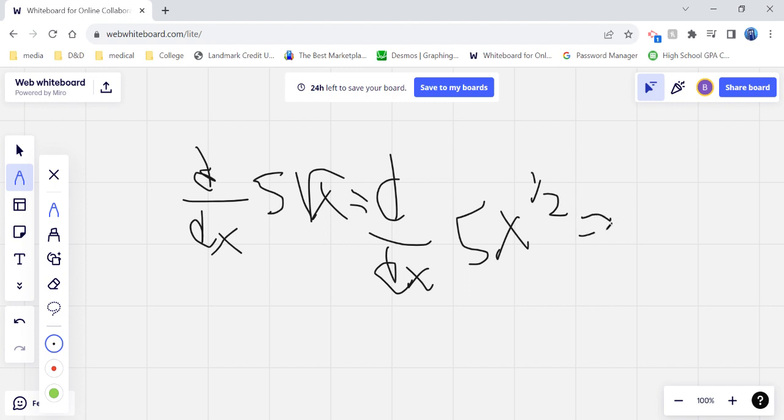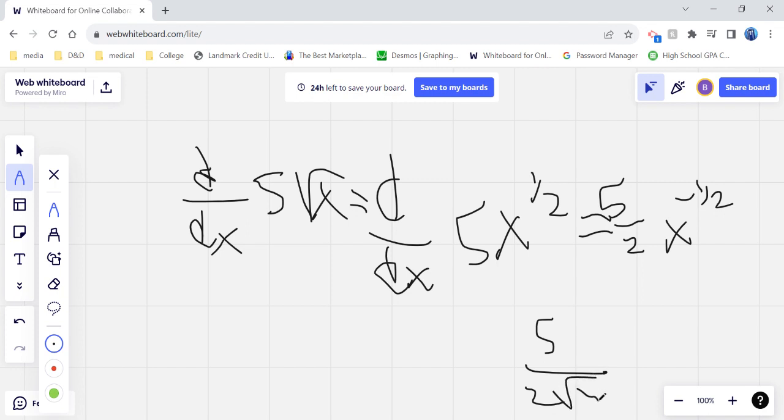So again, to take the derivative, we multiply by the power. That would be 5 over 2. And subtract 1 from the power. So 1/2 minus 1 would be negative 1/2. So that is the same thing as 5 over 2 times the square root of x, right? Because this is a negative, so the x goes in the denominator with the 2, and it's a 1/2, so it's the square root of x.